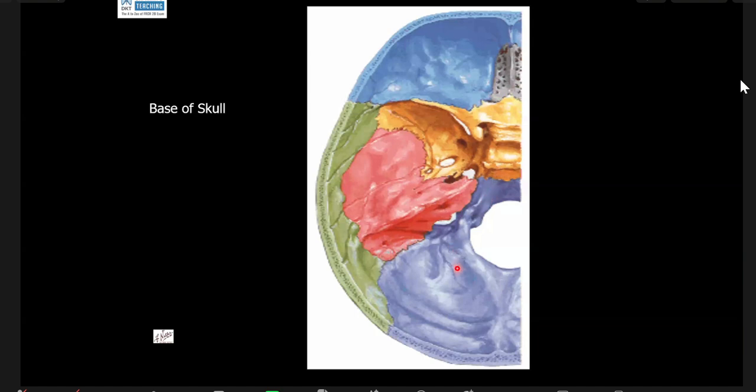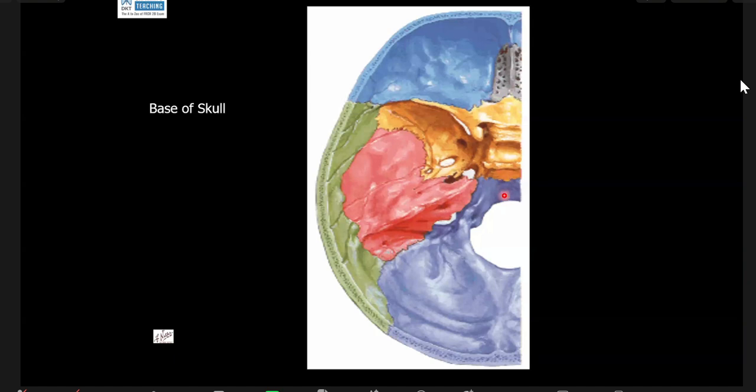Now let's tackle them one by one. This is the occipital bone. The occipital bone has various parts. The point to remember is that the clivus is partially formed by the sphenoid bone and partially formed by the occipital bone. So this portion is known as basi-occiput. And the portion of the clivus which is formed by the sphenoid bone is known as basi-sphenoid.